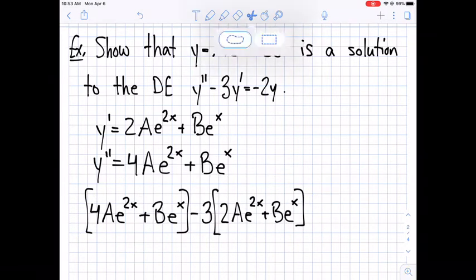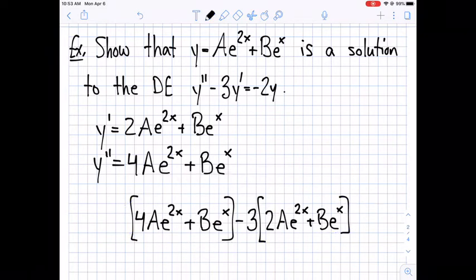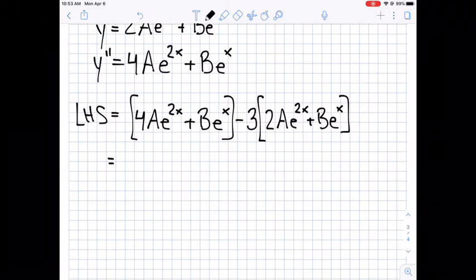A little bit of technical difficulties. Okay, let's bring that over to the side. So this is the left-hand side of our equation, and we want to show it's equal to negative 2y, which is the right-hand side of our equation. So we can simplify, and really, let's just sort of expand that right-hand side.